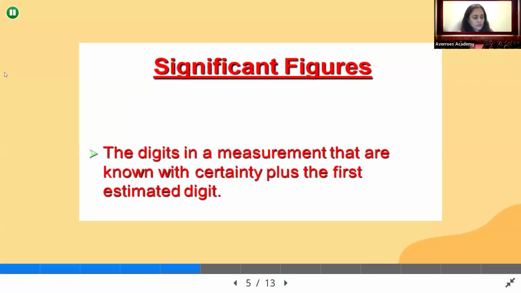Significant figures is what we will use a lot when we do our calculations in chemistry. It's the number of digits in a measurement that are known with certainty, plus the first estimated digit. So we want certainty and accuracy when we do chemical measurements.